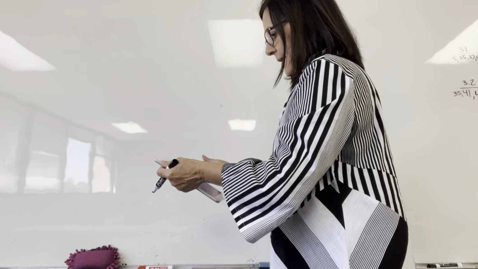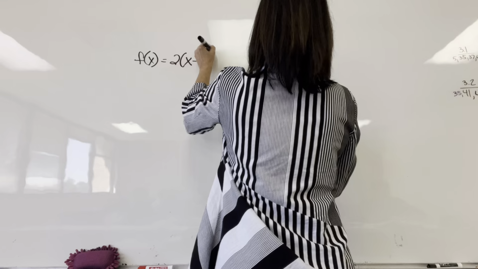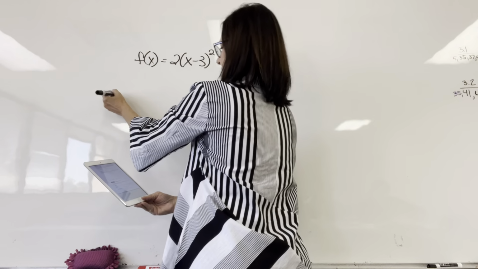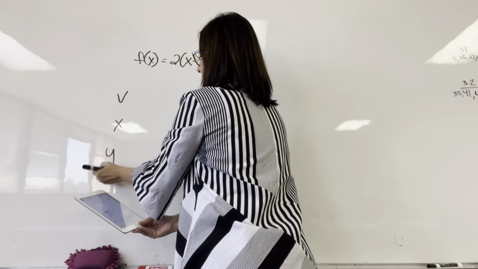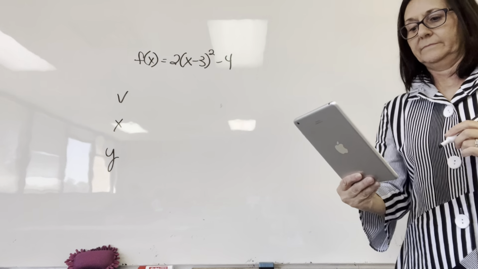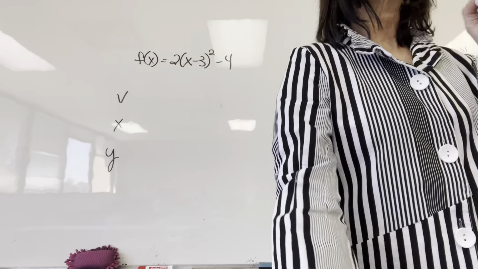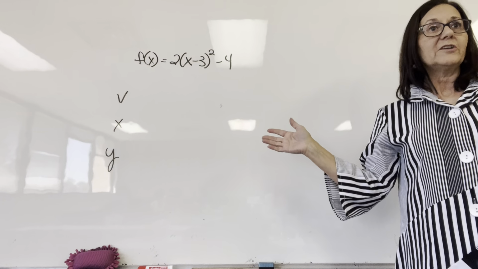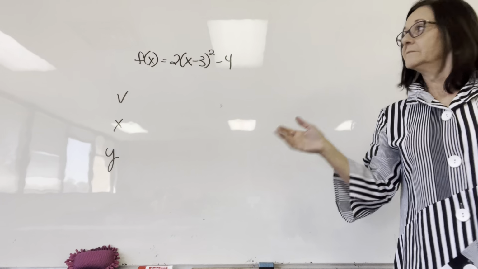Okay, now, example 1. All right, here we have the function. We want to find the vertex, the x-intercept, and the y-intercept, and then sketch the graph. All right, so we already know the vertex. What's the vertex? 3, -4.